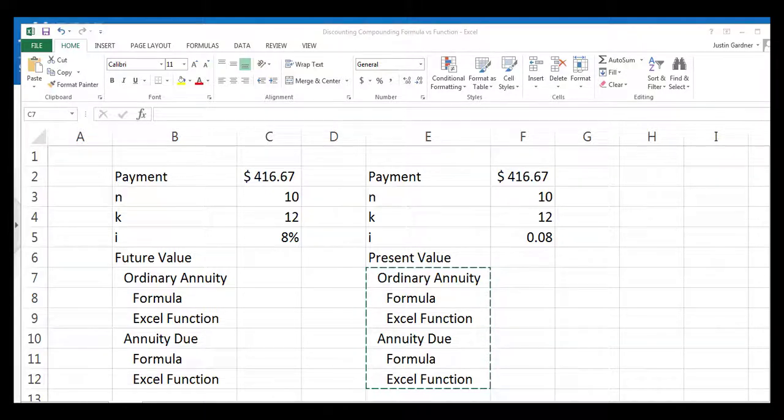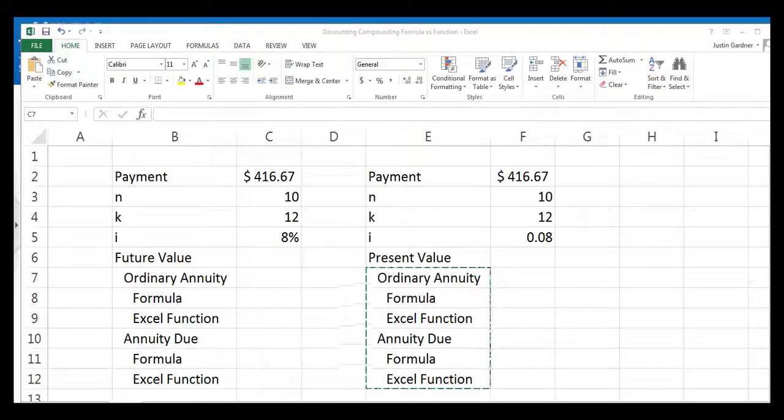As is my usual practice, off screen I went ahead and set up this spreadsheet. And what I'm going to show you today is the differences between discounting and compounding when we have an annuity. An annuity is just a stream of cash flows.